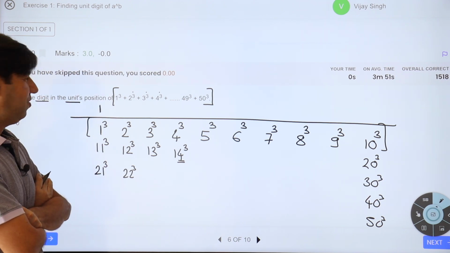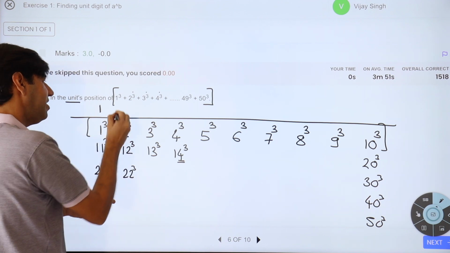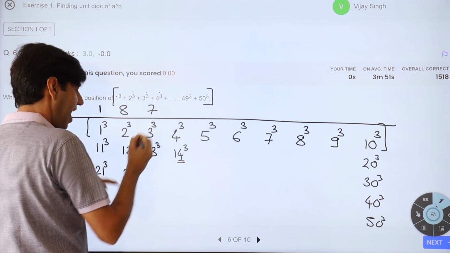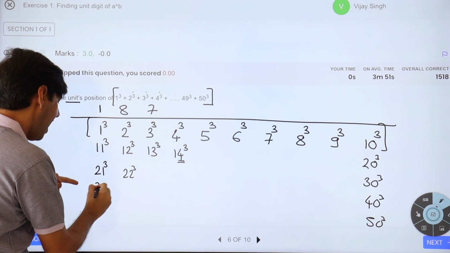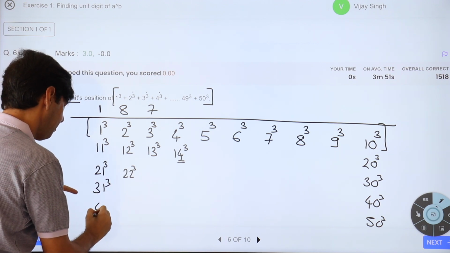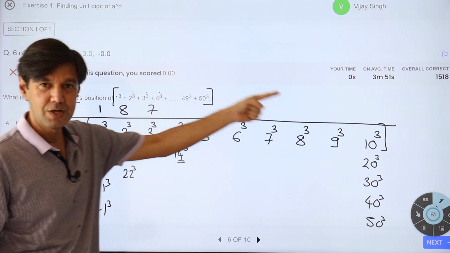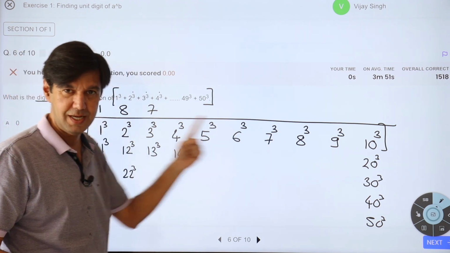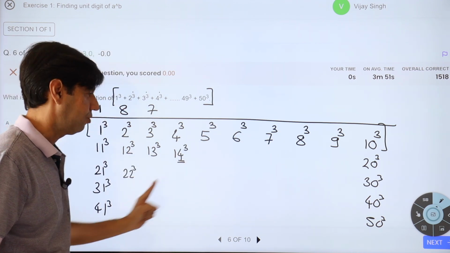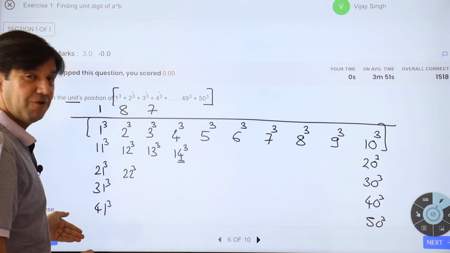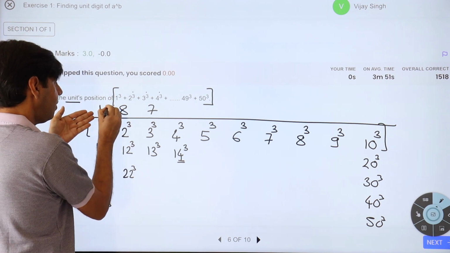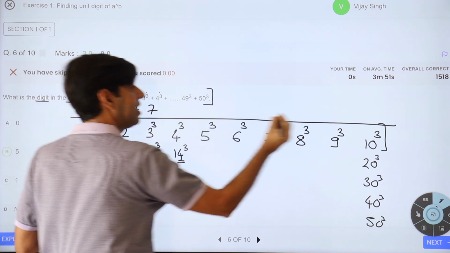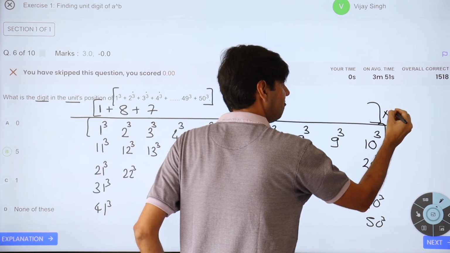Now pay attention, now it's interesting. All these are going to end with a 2, all these are going to end with a 7. And how many are there? They are actually 5 of them: 1 to 10, 11 to 20, 21 to 30, 31 to 40, 41 to 50. So there are 5 of them. So whatever you are going to add these up, you would have to multiply all of this with a 5.